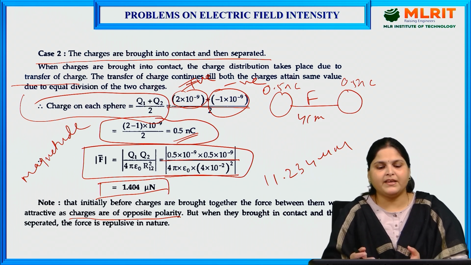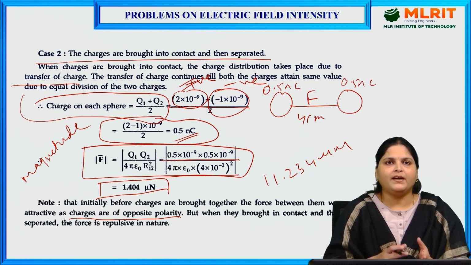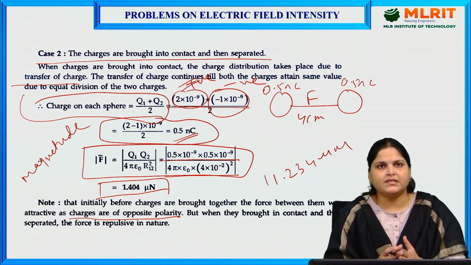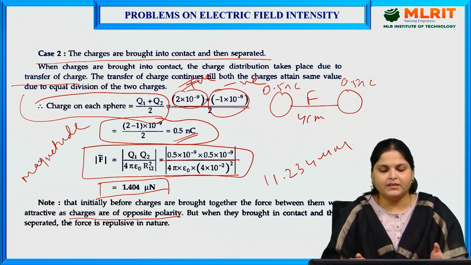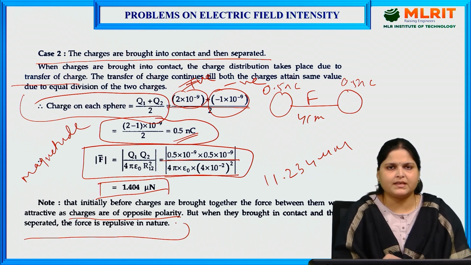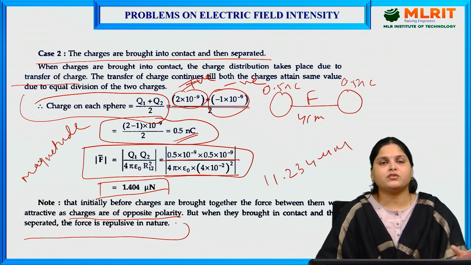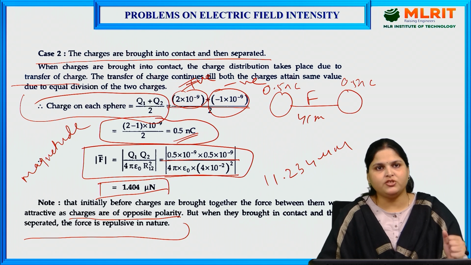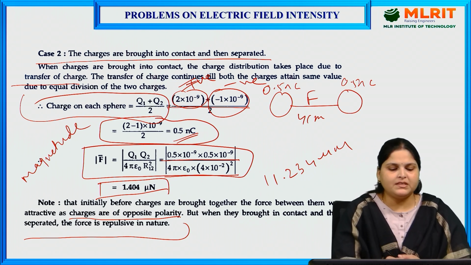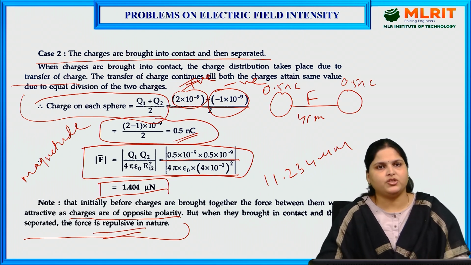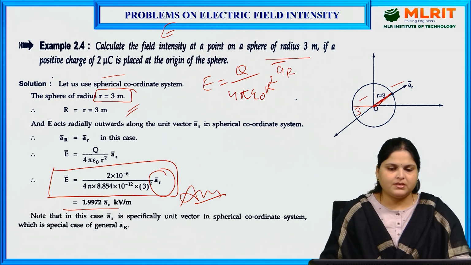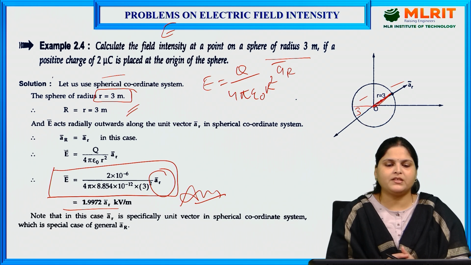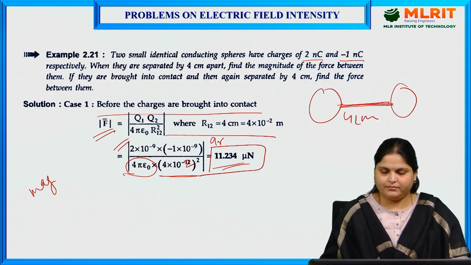But in the second case, because we brought them together and because of the transfer of charges, both spheres have got the same amount of charge. Because of that, after separation again, because of the equal and similar kind of charge, the force acting between them is now repulsive in nature, right? So by these three examples, I hope the problems based on field intensity due to point charge can be done easily. Thank you so much.